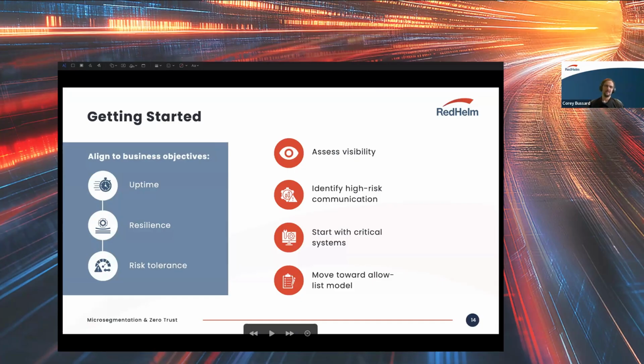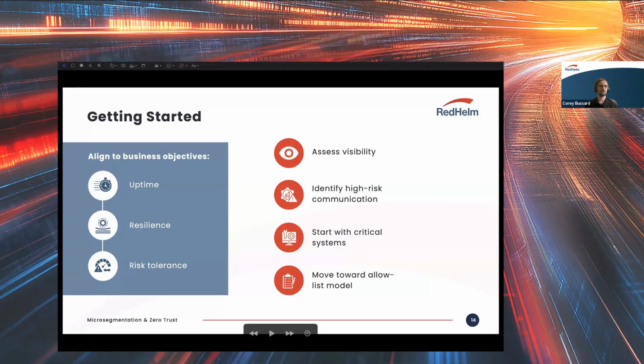Getting started, really the key components here are aligning to your business objectives. Chris, you actually said this really well earlier, making sure that you're focusing in on why are we doing this, what are the key components, and also identifying what are the most critical assets to your environment. If you do that work up front, the uptime and resilience portion of microsegmentation is going to be very well limited. We'll have a very good understanding of what we want to not disrupt as that's being rolled out, if that makes sense.